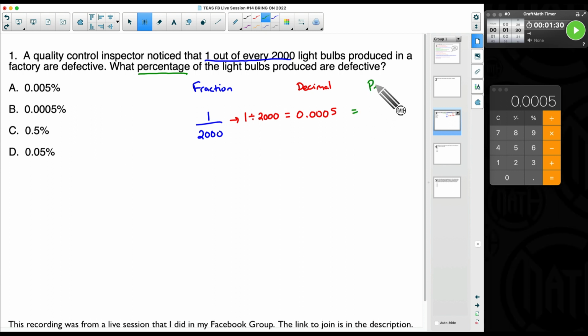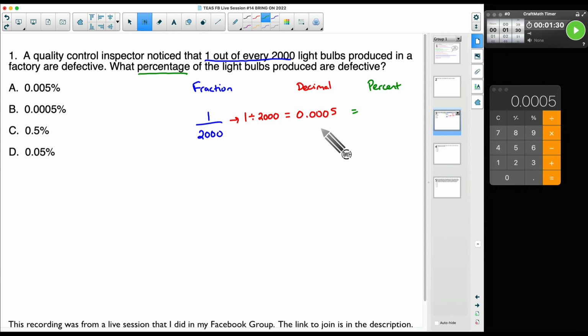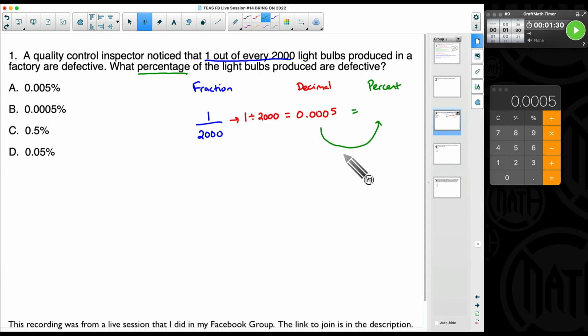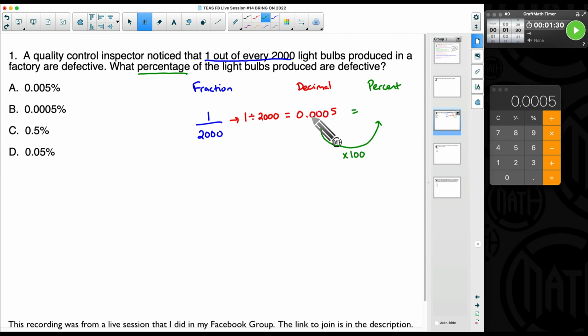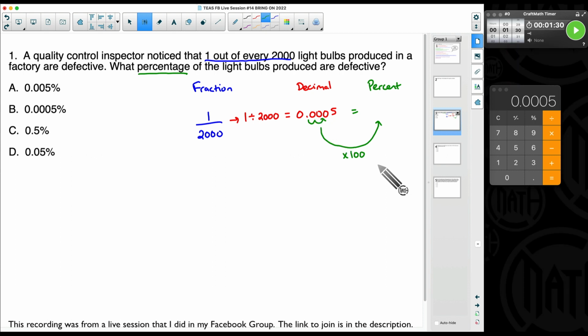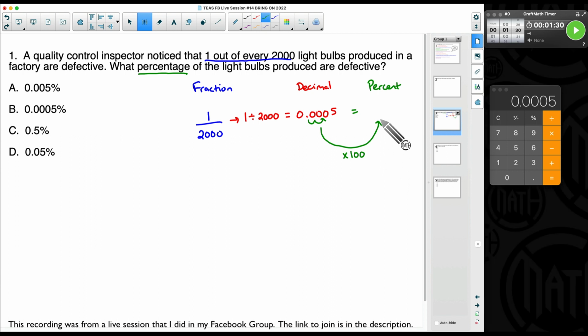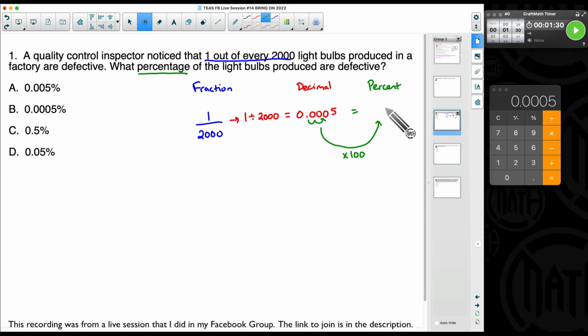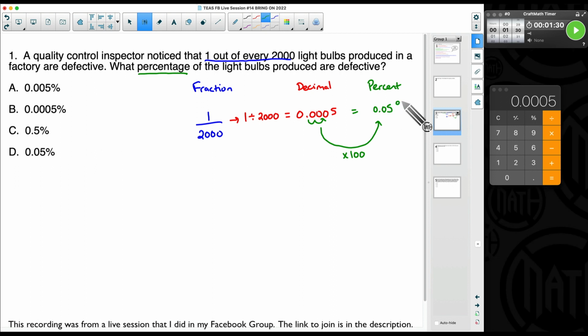So we need a percent, and there's 2 common ways you can do this. Either you can multiply your decimal by 100, which is the exact same thing as moving the decimal 2 places to the right. Whenever you multiply something by 100, all you're really doing is moving the decimal 2 places to the right. So we're going to have a decimal stuck right there. So this will be 0.05, and we finally have our percent.